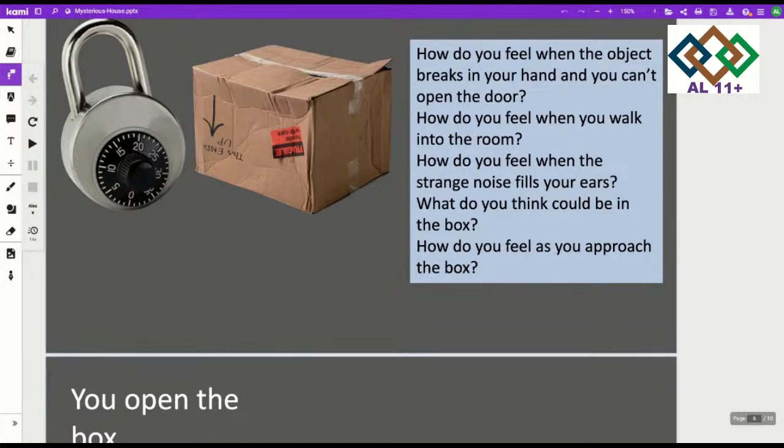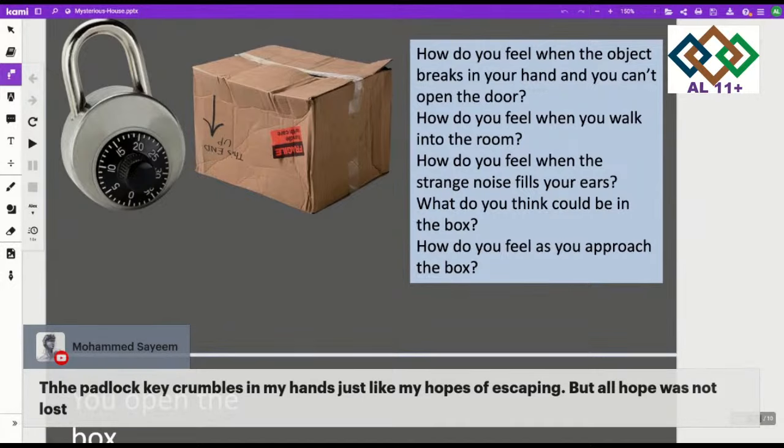So basically, you're looking at the box and you know that you need to open, you need to go out. Yeah, the box is open, this padlock's key crumbles in my hand just like my hopes escaping. That's a good one because this had given you a hope that you would be able to open and just go away, just leave the house. But that did not happen. Why? Because the padlock just could not open, or you don't know the keys, you don't know the code how to open it. So how would you do it now?